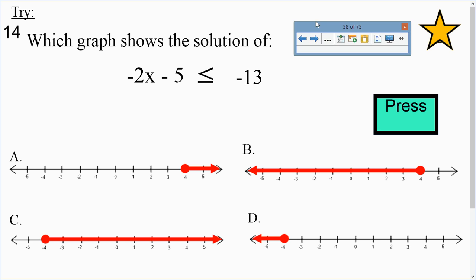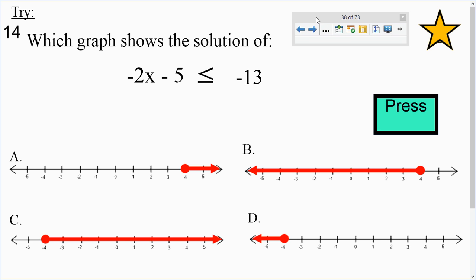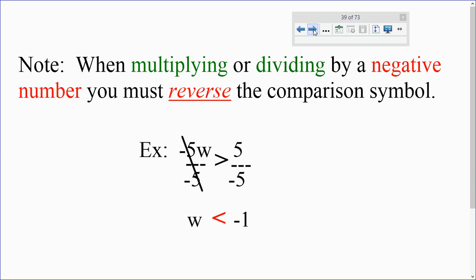So here's a great question. This one: which graph shows us a solution of -2x minus 5 less than or equal to -13? So first you got to solve it, and then you got to pick which one is the graph. So that'll give you practice in graphing as well as solving. So see which one you can get. Try it on your own. Remember, when multiplying or dividing by a negative number, you must reverse the comparison symbol.